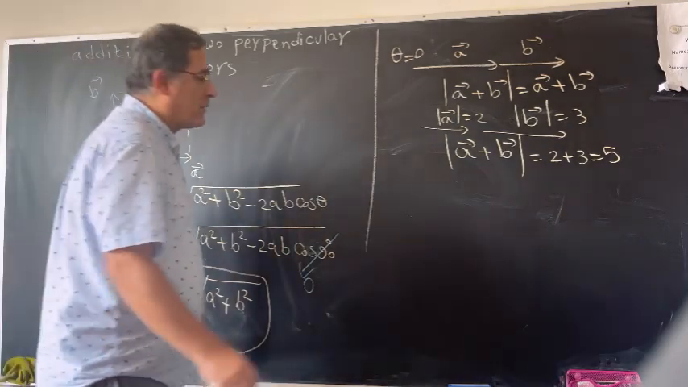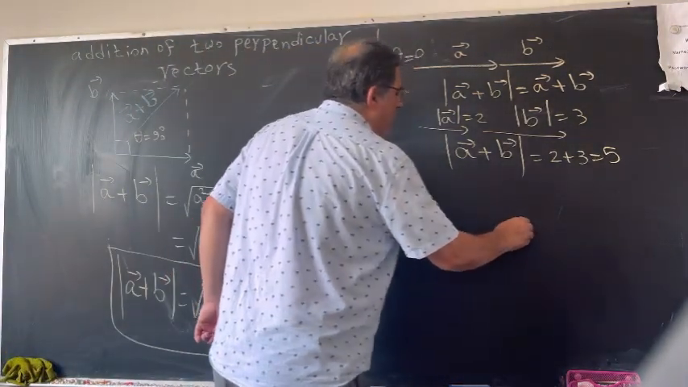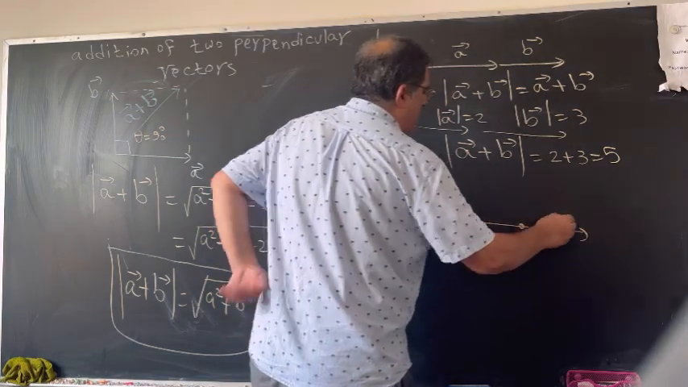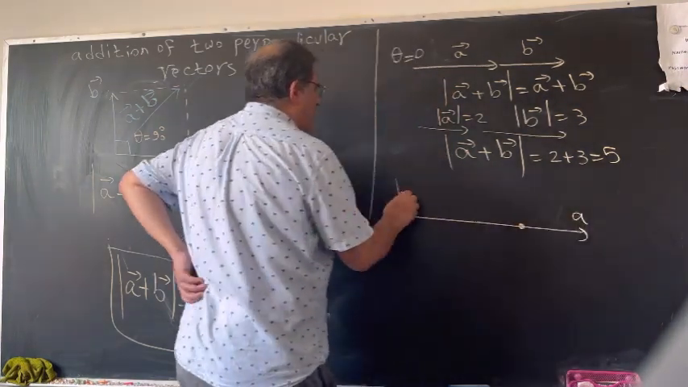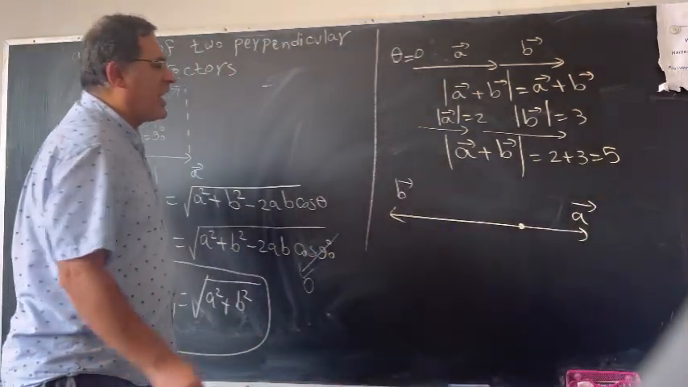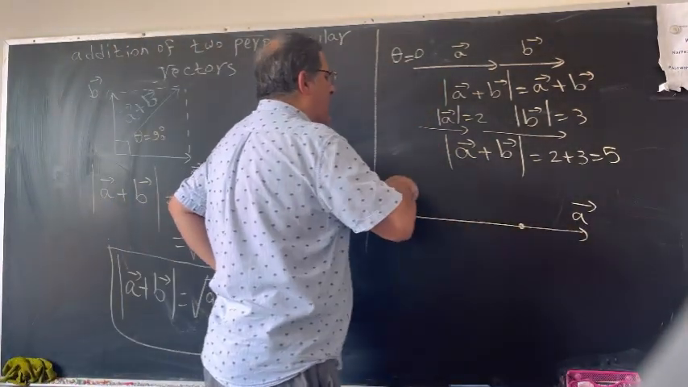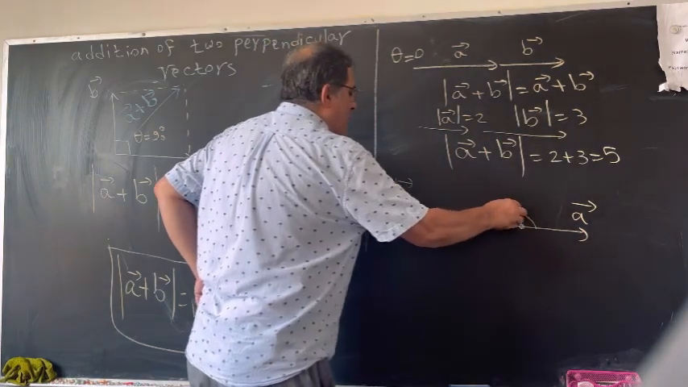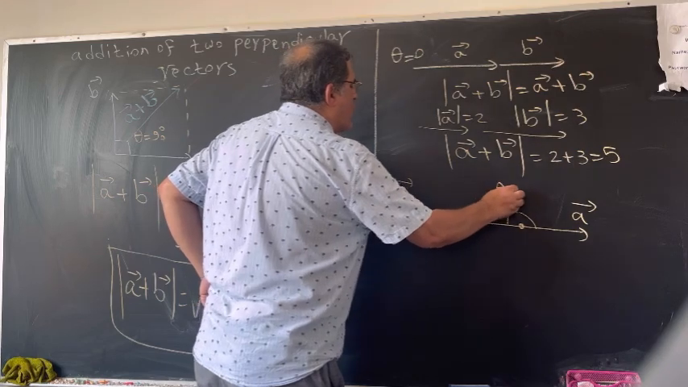So, if two vectors are in opposite directions, A and B, in this case, you assume the magnitude of vector B is bigger than A. The angle between two vectors is 180.